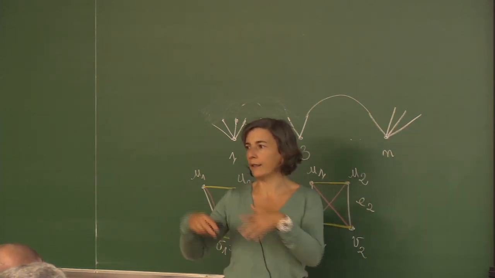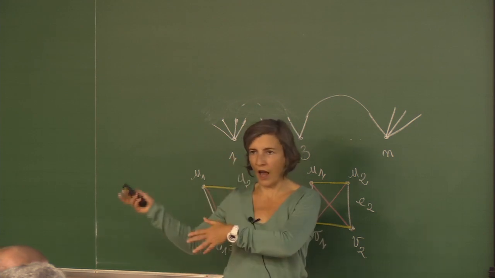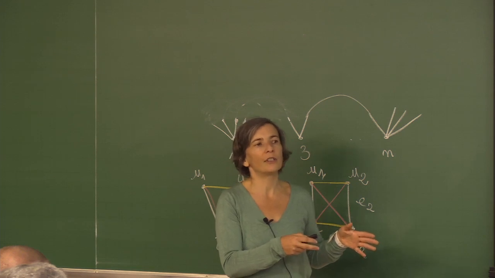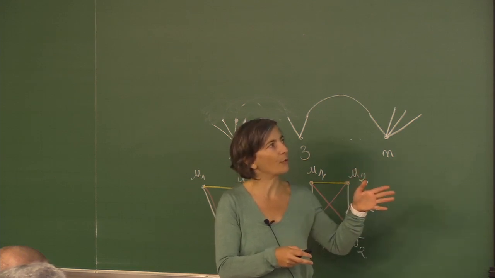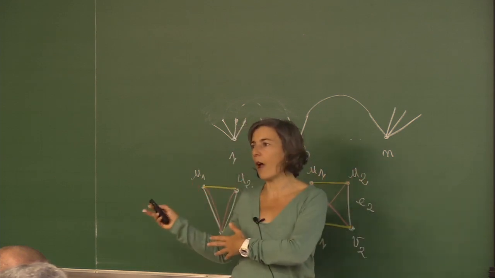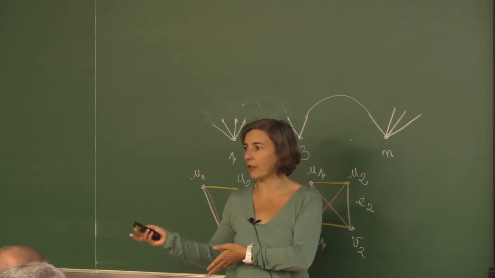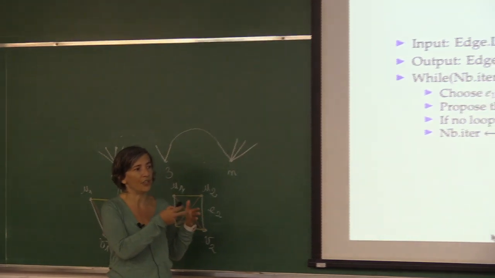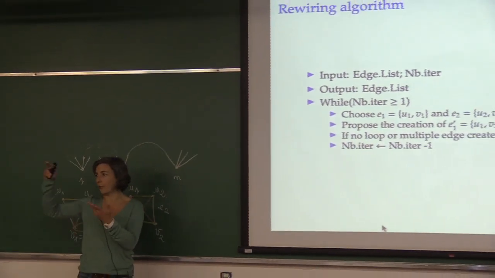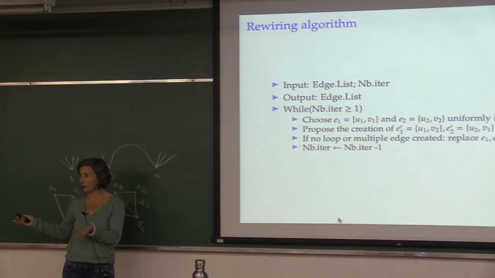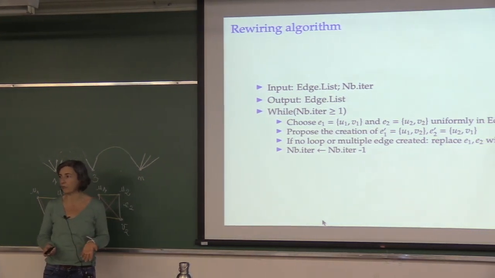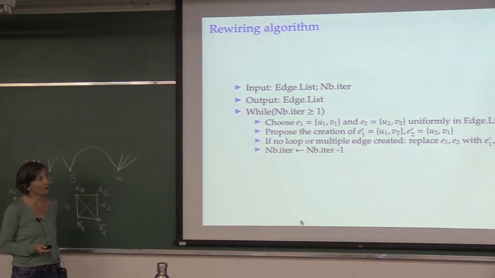Then I do many simulations with the rewiring algorithm. I generate a large number of graphs that have exactly the same degree distribution as my observed graph. In each of these graphs, I compute the number of triangles. Then I compare the number of triangles in the original graph with the distribution of all those numbers, and I see if it's too small or too large. So that gives me a practical test. That's very much used.